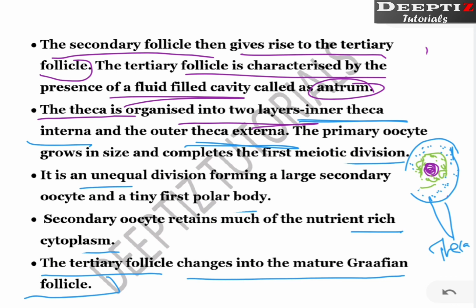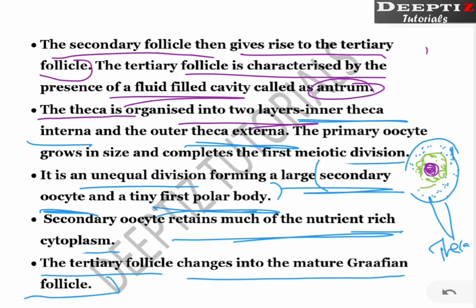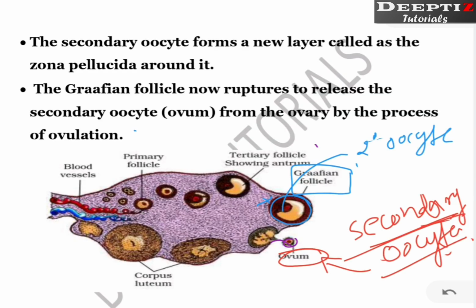Whenever there is an unequal division, a large secondary oocyte is formed and a tiny polar body. Now the secondary oocyte is going to retain almost all the nutrient-rich cytoplasm. The secondary oocytes are present in the tertiary follicle, right? Now see, development is taking place. This is actually stage 1, stage 2, this way you can write. As the development takes place, all these structures are going to have the secondary oocyte. As the secondary oocyte surrounded by the layers matures, we call it Graafian follicles.